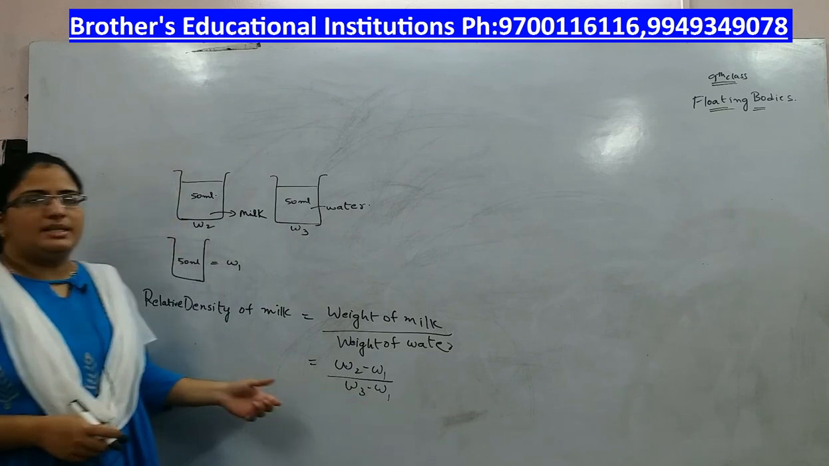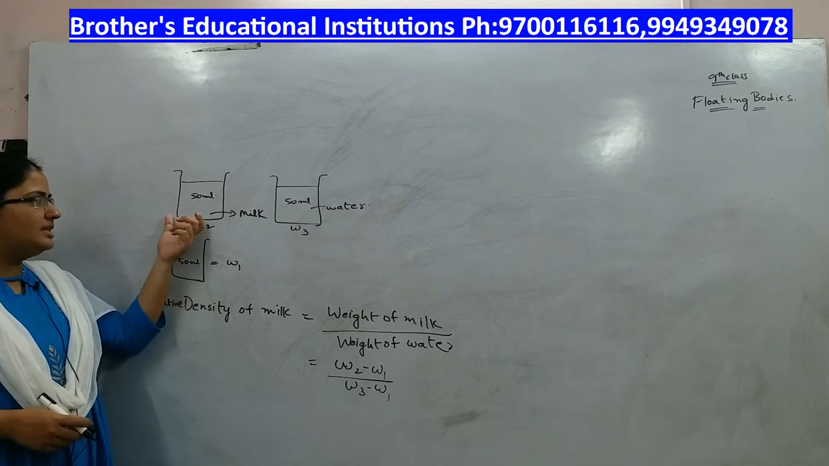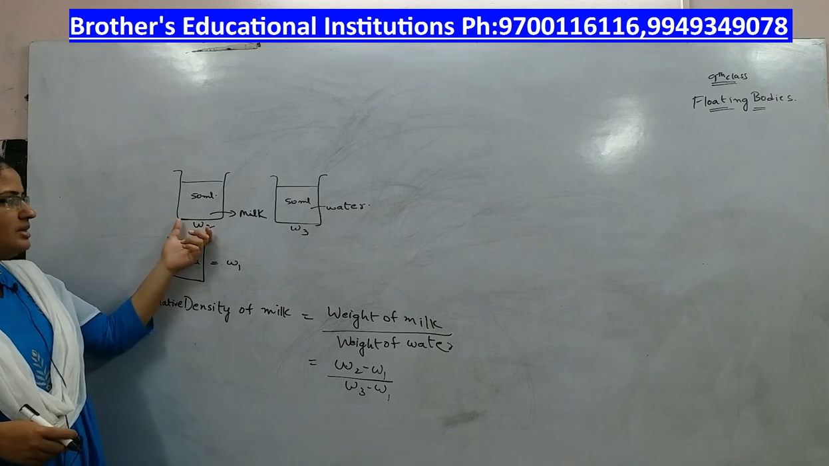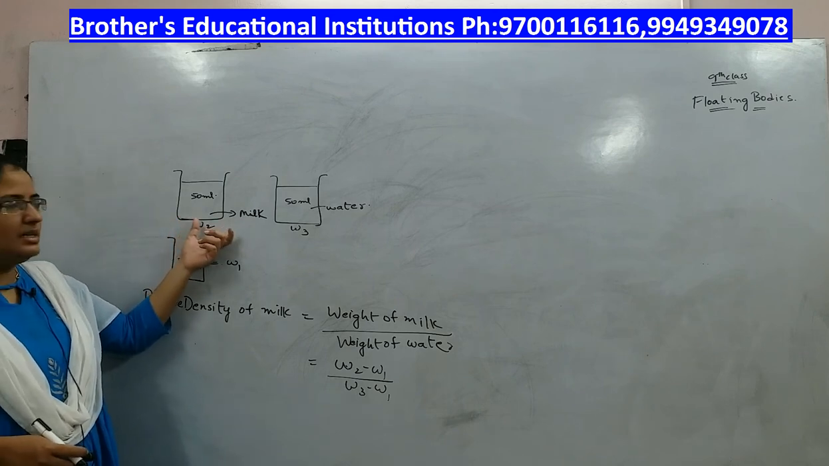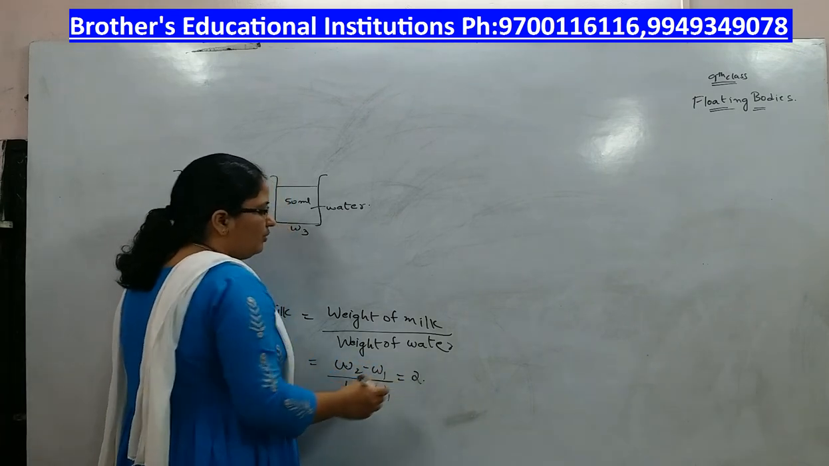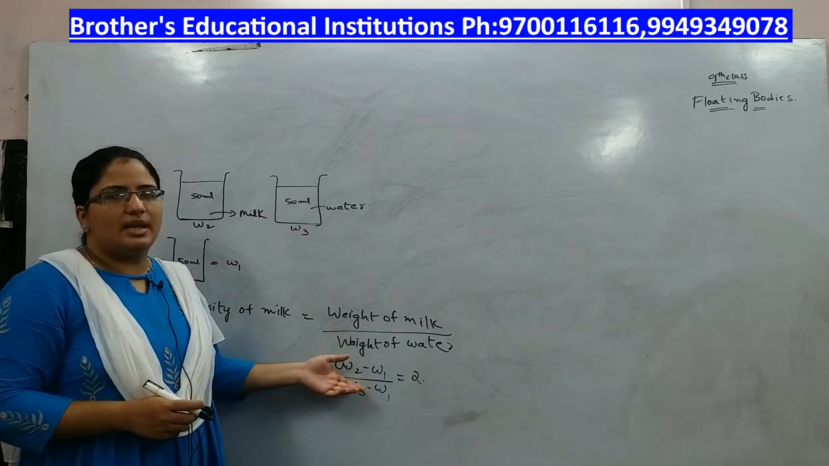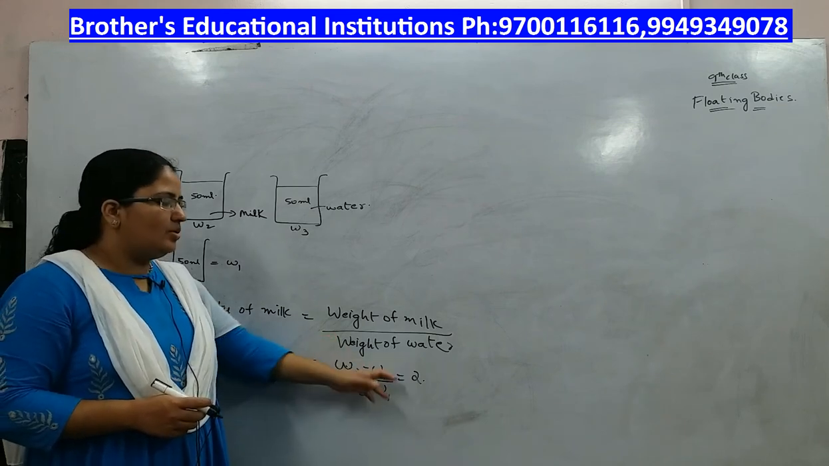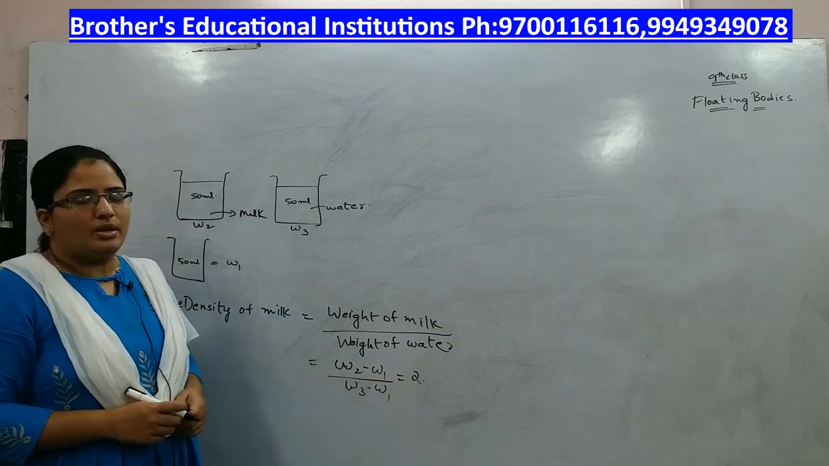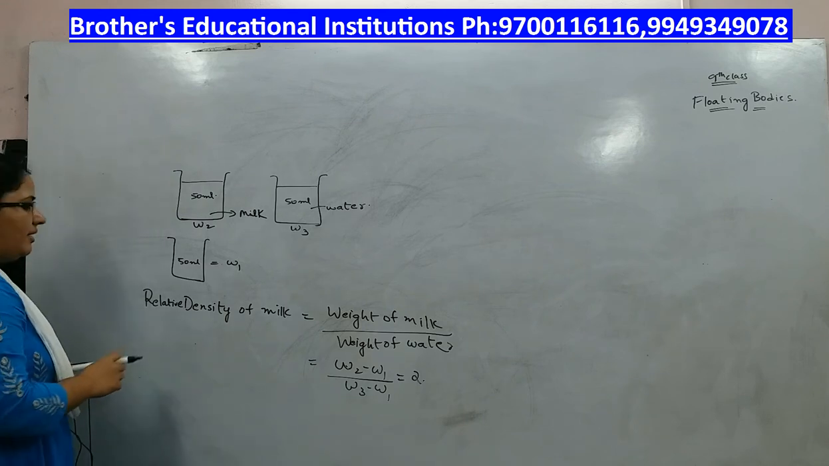It's a number which shows how much denser milk is than water. Let us say for suppose the value is 2, then you can say that milk is 2 times denser than water. Let us assume that value is 2. Then we can say milk is 2 times denser than water. This is how we find out the relative density of liquids.